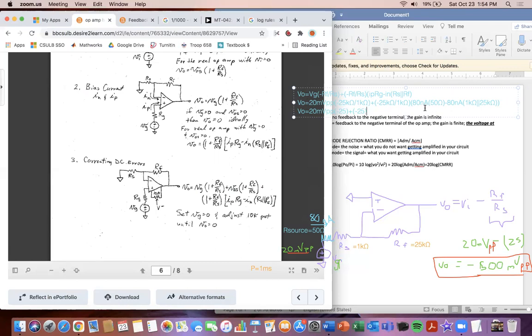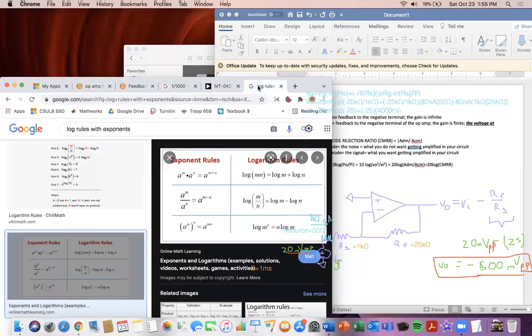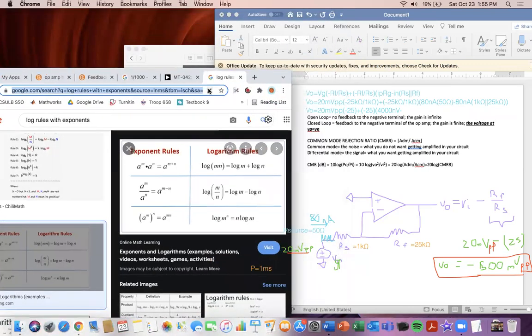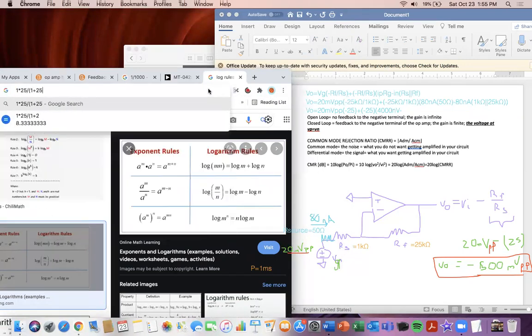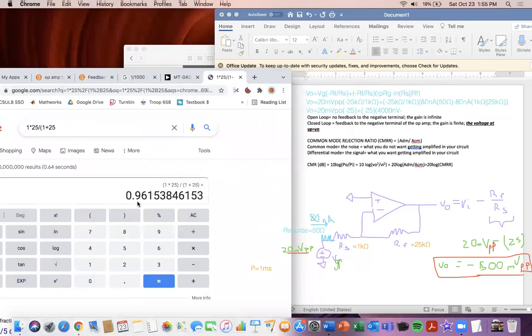that would be 4,000 nanovolts. So 4,000 nanovolts, and then minus, here, this would be 80 times this parallel combination of 1K and 25K. Okay, let me get out my calculator. Sorry, I need to find out the parallel resistance. But you would solve that and get your output voltage here. So let me do this right here. 1 times 25 divided by 1 plus 25.